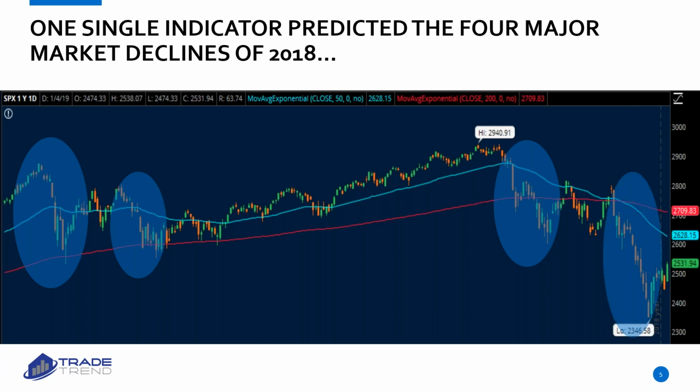And then the last one in December was really severe. We topped out around 2,800 on the S&P and sold off all the way into the 2,300 level. So this was a really, really bad one. And so if you were trading again last year, I'm sure you remember that.